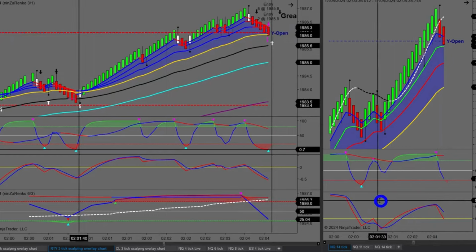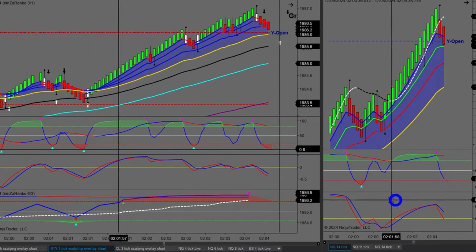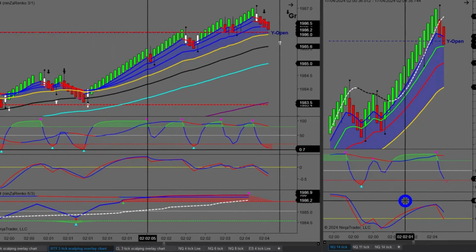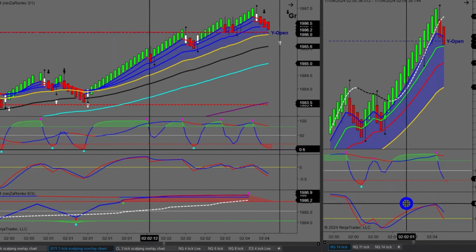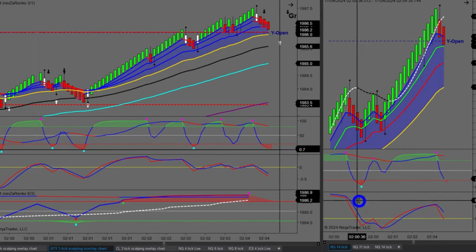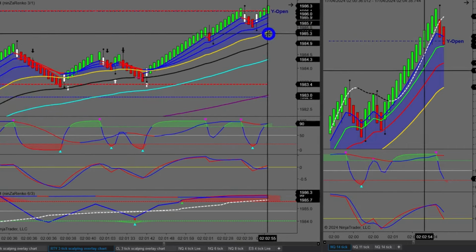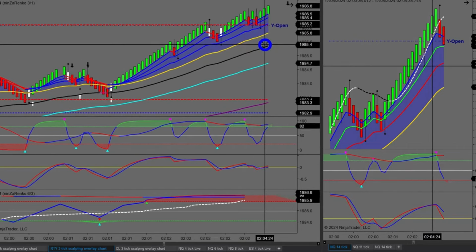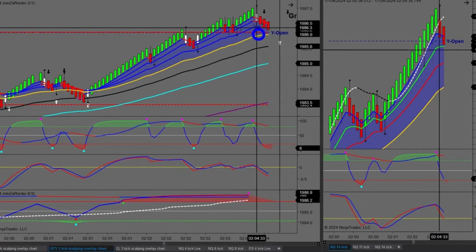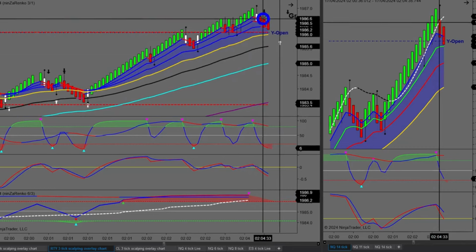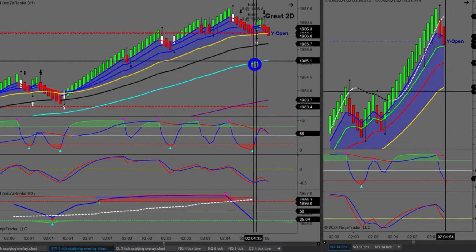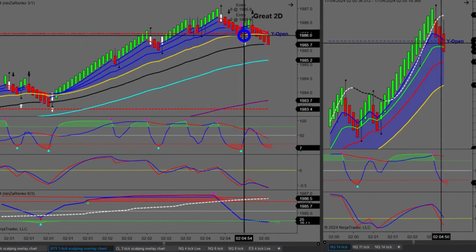Nothing, you know, no brilliant mathematical equation there, but I've just found through experience the ideal higher time frames to be using with your lower time frames. A simple formula that I use. But here, this is called a 2D, great 2D, and down we go. Thank you very much. We're out at this target.